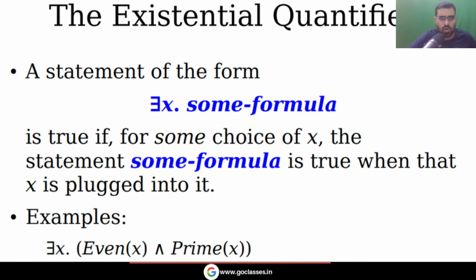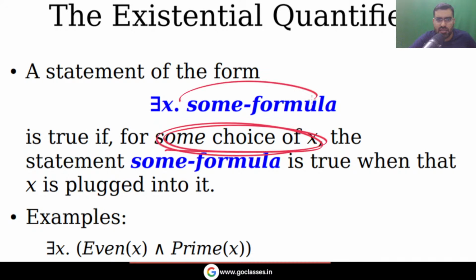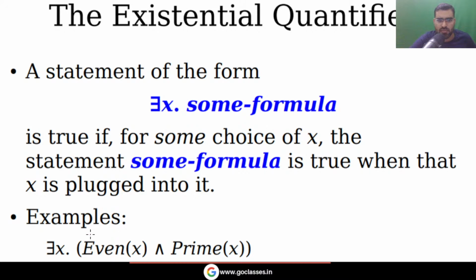Very simple. You can have some formula, and in this situation this will be true if, for some choice of x from the domain of x, of course, the formula becomes true. Like for example, you can see this is true. Why? Because for some choice of x, it is true.